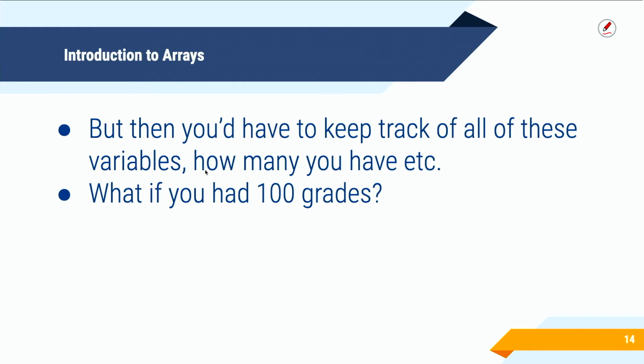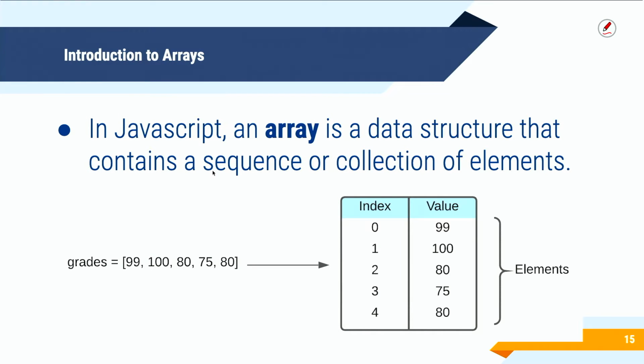But then you'd have to keep track of all these different variables, how many you have, etc. And what if you had 100 grades? What would happen then? So in JavaScript, an array is a data structure that contains a sequence or collection of elements.